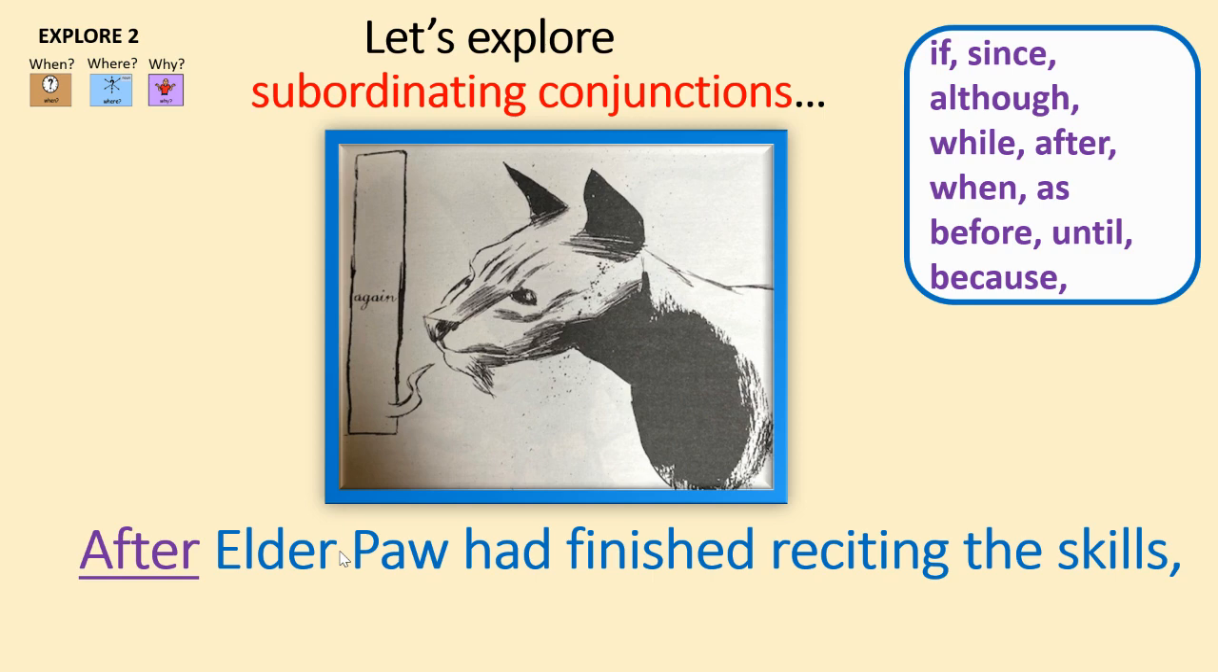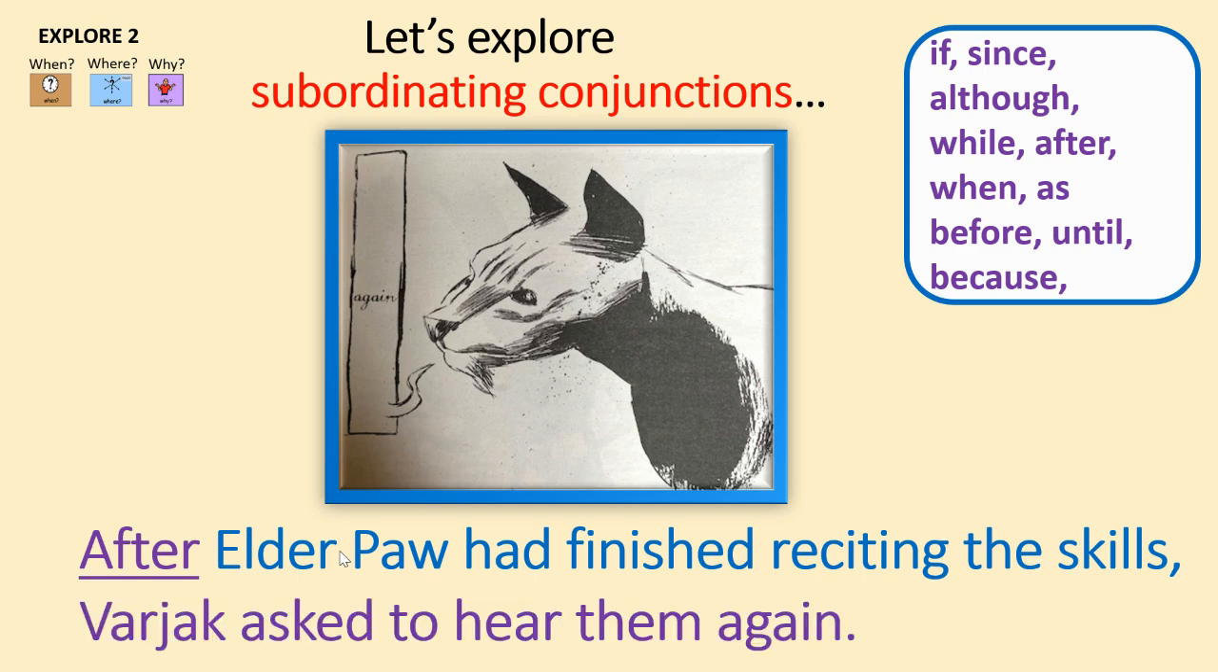I've said, after elder Paul had finished reciting the skills, and what happened next? After elder Paul had finished reciting the skills, what did Varjak say? I want you to say that sentence starter, then complete it, please, with your main clause, and then write it down. Do that now. Press pause. Okay, so you have written your sentences. Here's what I wrote. After elder Paul had finished reciting the skills, Varjak asked to hear them again.